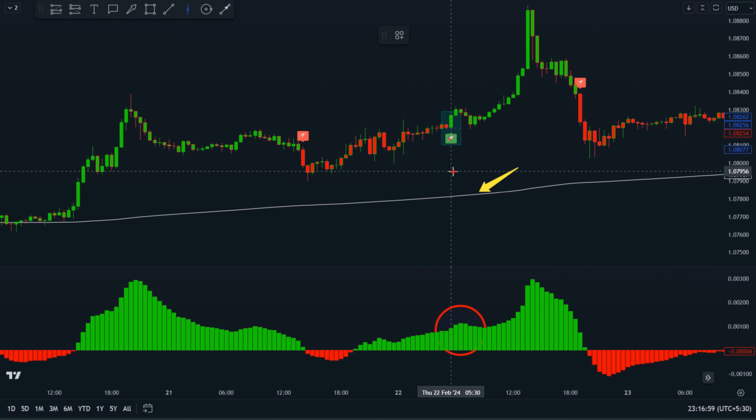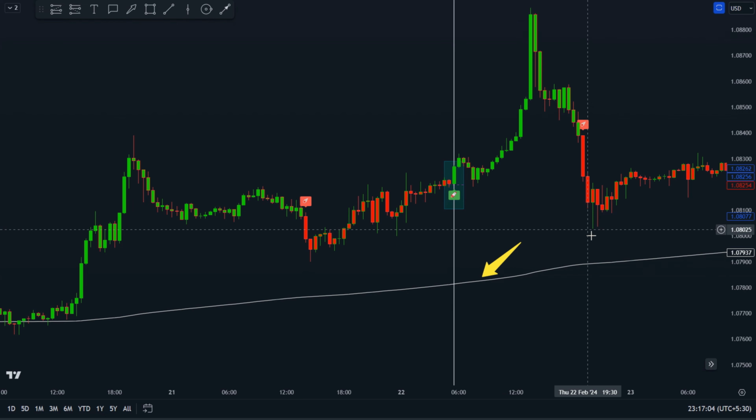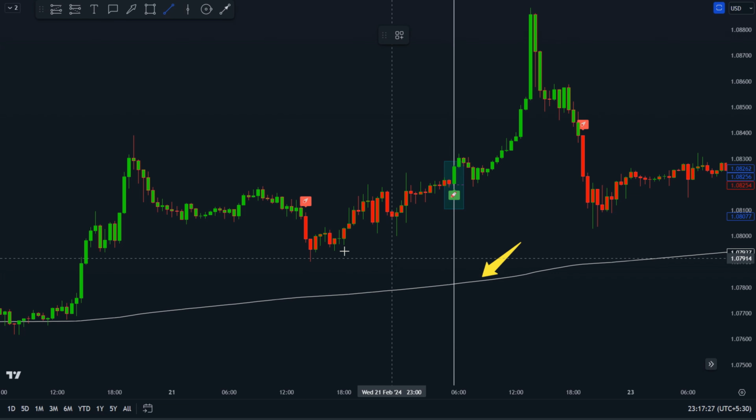Think of it like a three-way handshake. If all three factors align, then the purple clown's signal is confirmed, and you might have a good trade on your hands. But remember, even with these filters, there's always risk in trading.